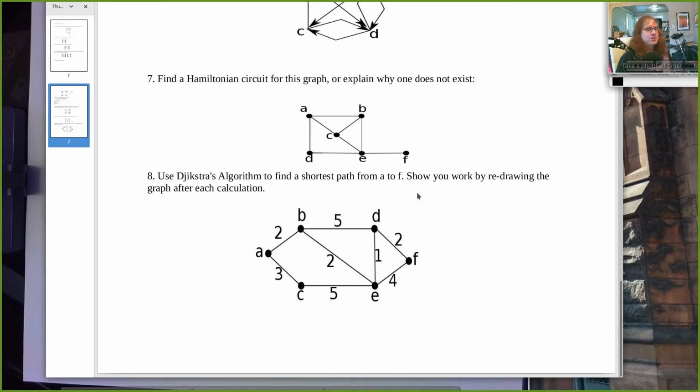And then the last question is Dijkstra's algorithm, and we're going to go through another more detailed example of that today, building on this graph that we had last time.